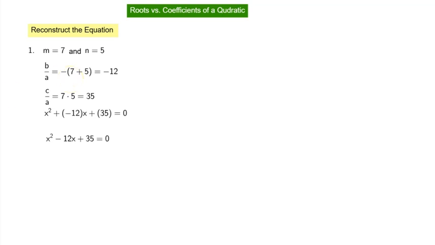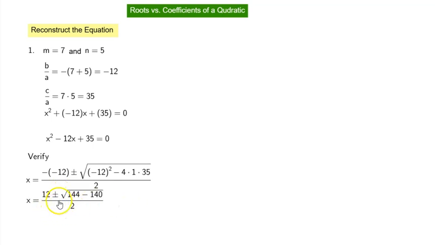Now let's very quickly verify it using the quadratic formula. Applying it, we get x equal to minus b, that is minus of minus 12, plus or minus square root of b square, that is minus 12 square, minus 4ac, so 4 times 1 times 35, divided by 2 times a, that is 2.